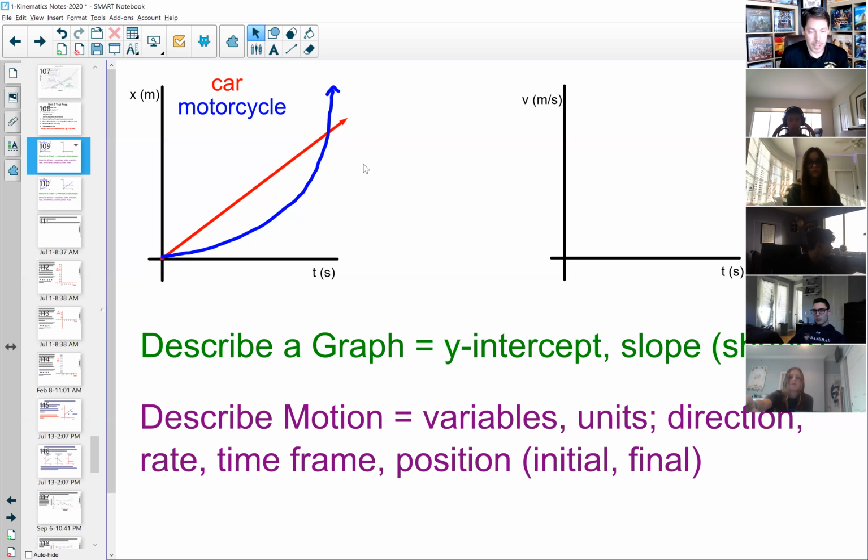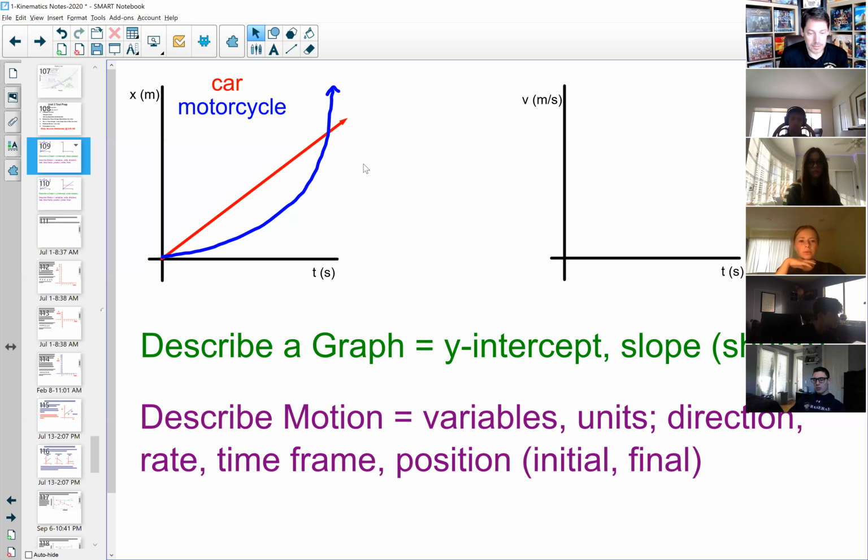Just the graph. It would have a y-intercept above the x-axis, and it would have a slope of 0. Good, nailed it. That's all you have to say. Perfect. Okay, someone else, a fourth person.